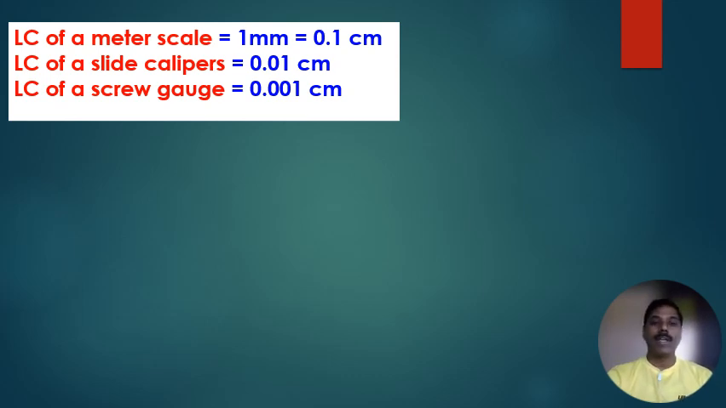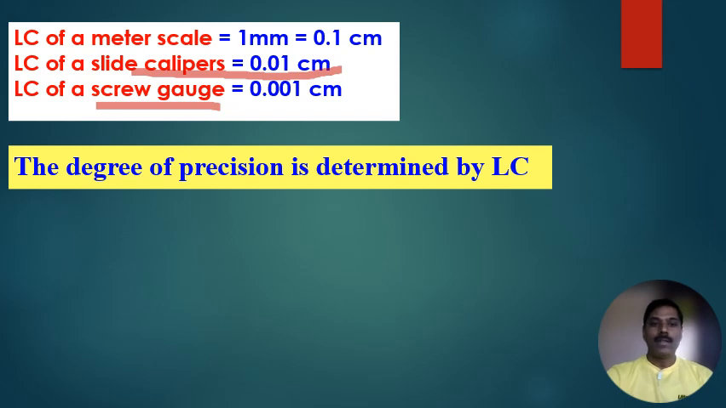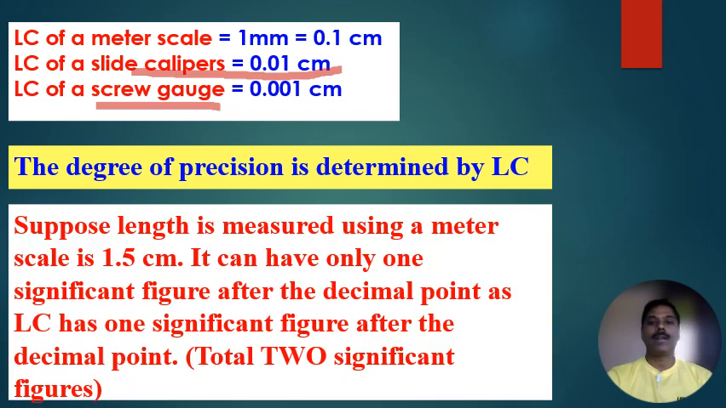Least count of a meter scale, for example, is 1 millimeter. It can also be mentioned as 0.1 centimeter. And for a slide calipers, if you have measured in your laboratory, you can understand that it is 0.01 centimeter. Whereas for a screw gauge, it is 0.001 centimeter. The degree of precision is actually determined in terms of the least count.